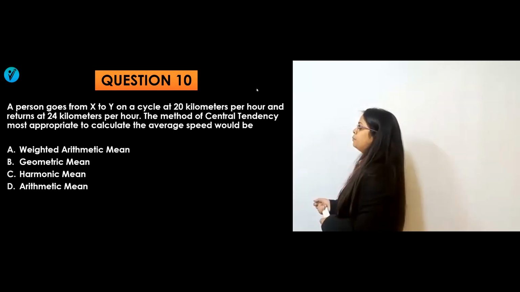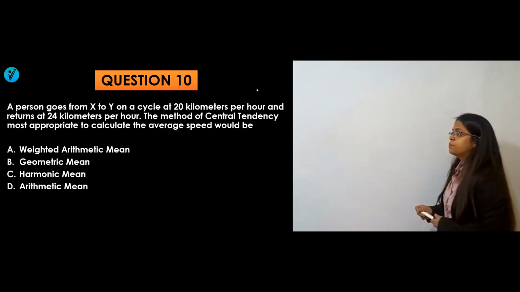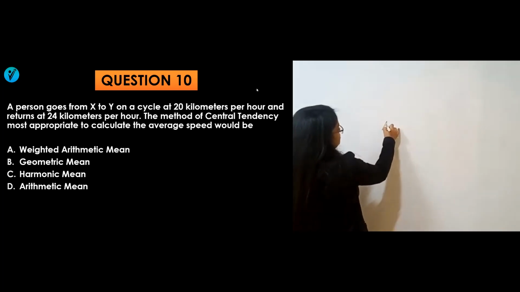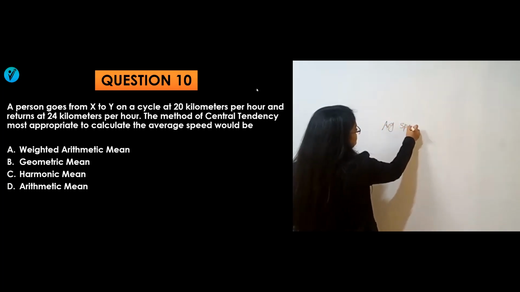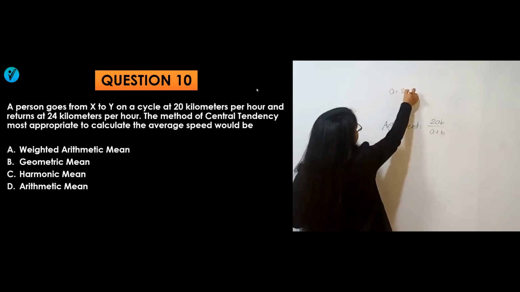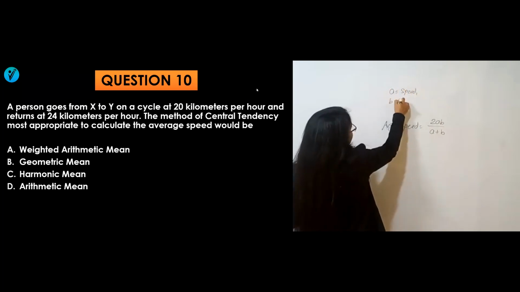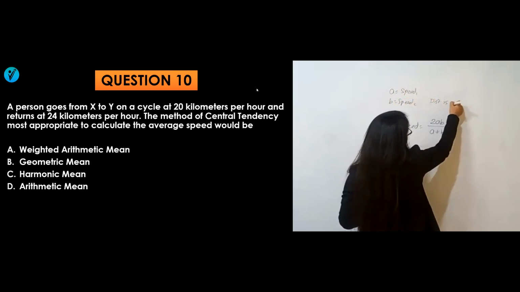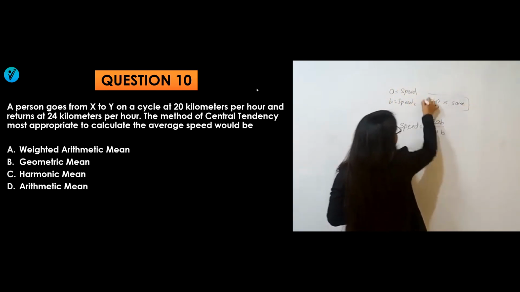Then they ask which method of central tendency is most appropriate to calculate the average speed. What is the formula for average speed? Average speed when the distance is the same is equal to 2ab upon a plus b, where a is equal to the first speed and b is equal to the second speed. This is the formula when the distance is the same.